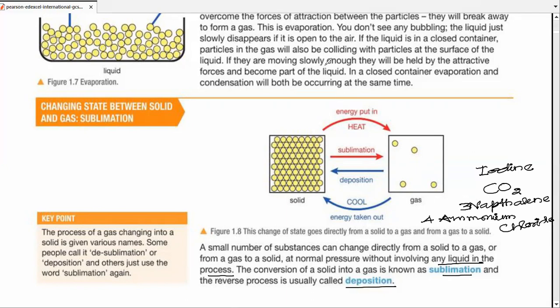So there are actually 3. So these are the only 4 that can go through the process of sublimation? No, these are the only ones that are included as an example in your course. There are many more than that, but these are the ones that are usually included in IGCSE examples. And another word for deposition is desublimation.